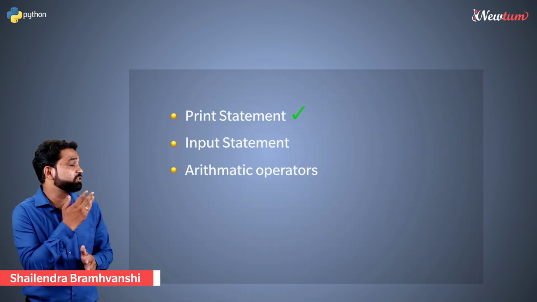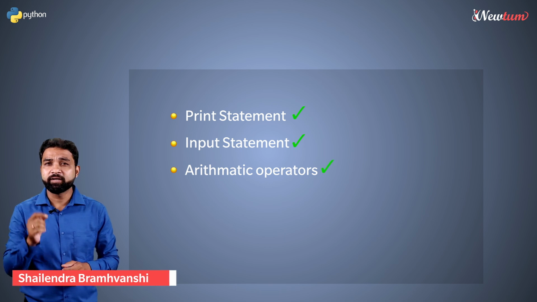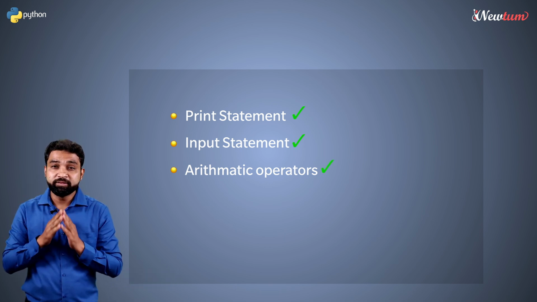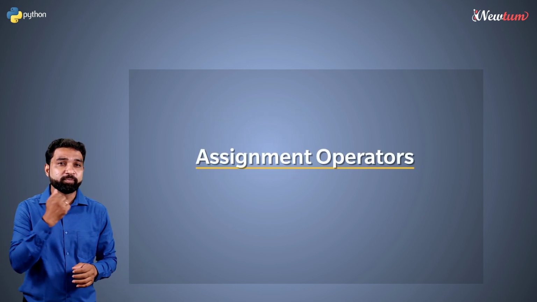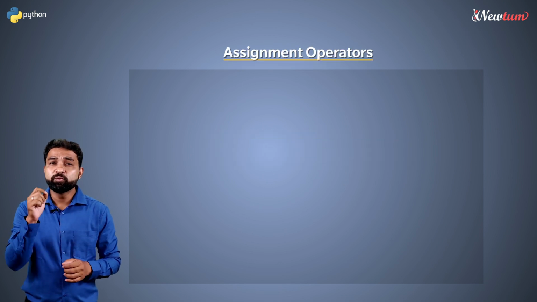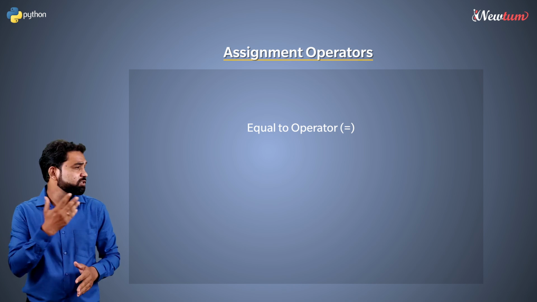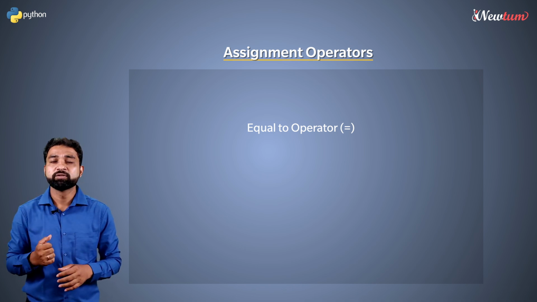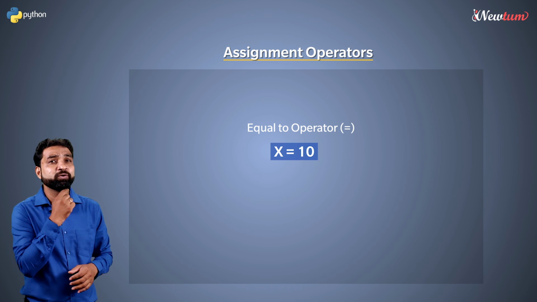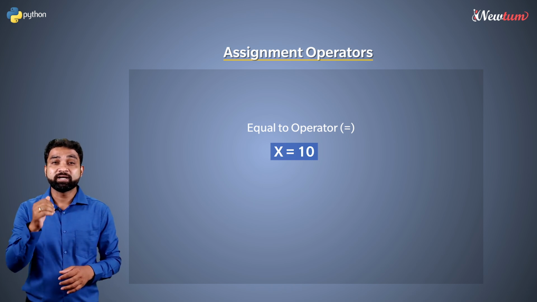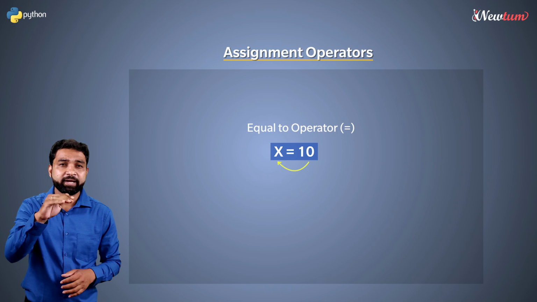Hello everyone. In previous sessions, we have studied print statement, input statement and arithmetic operators. In this session, we will study assignment operators. Well, the most basic assignment operator is the equal to operator. We have used this many times in our past programs. So, when we write x equal to 10, it means we are assigning a value of 10 to x.